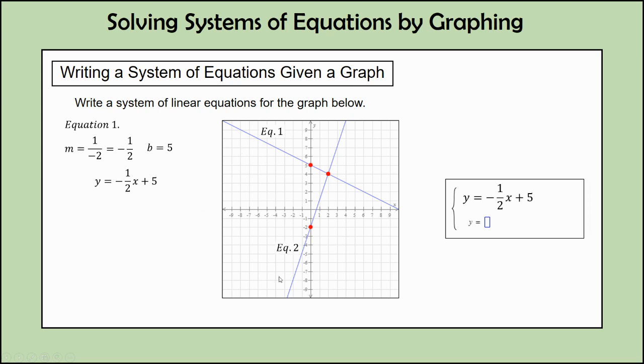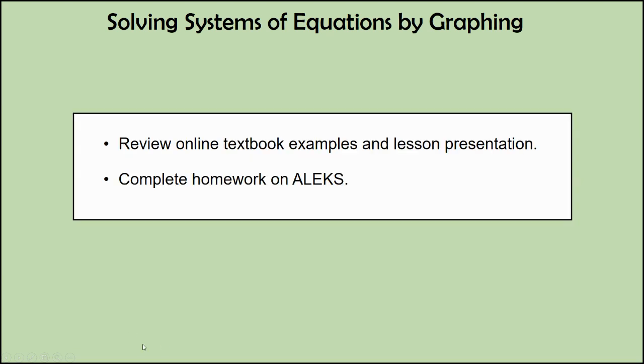The next one, equation 2, I got a rise of 1, 2, 3, 4, 5, 6, and a run of 2. That's 6 over 2, so the slope is 3. Y-intercept is at -2. So y equals 3x minus 2 is my second equation. And to check if I'm right, 2, 4 is the answer. So it should make both these true. If I put 2 in place of x, -1/2 times 2 is -1 plus 5 is 4. Put 2 here, 2 times 3 is 6 minus 2, 4. So that's the answer that goes with this system. So we are correct.